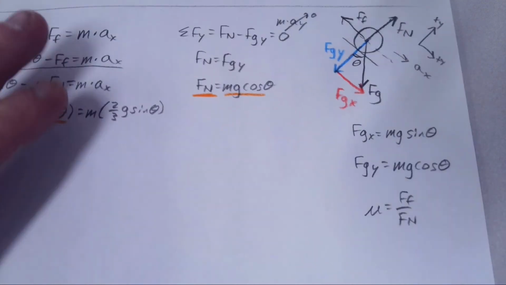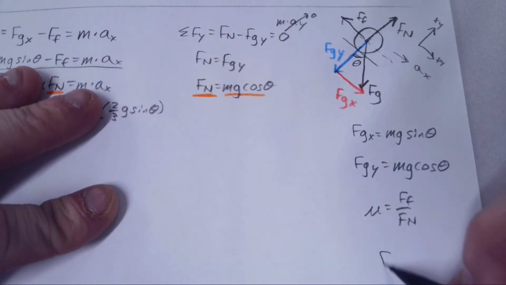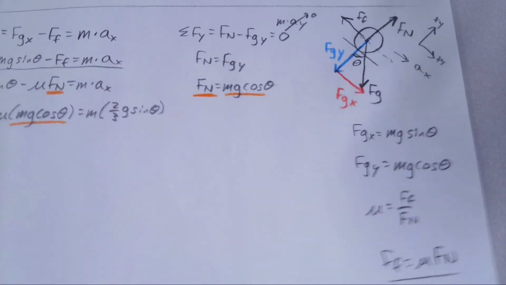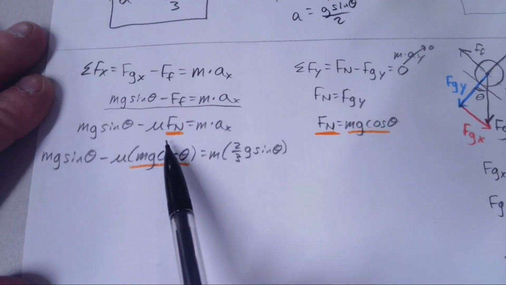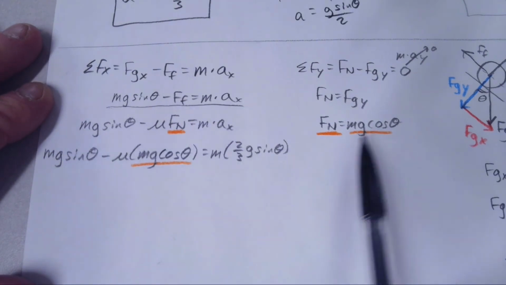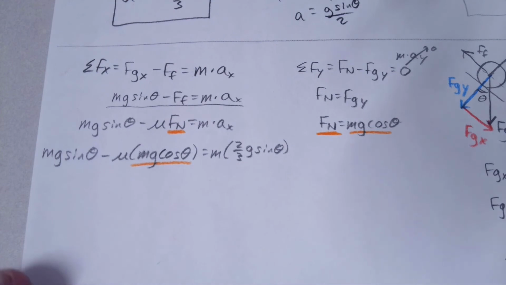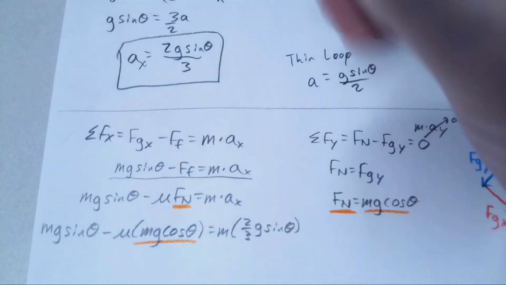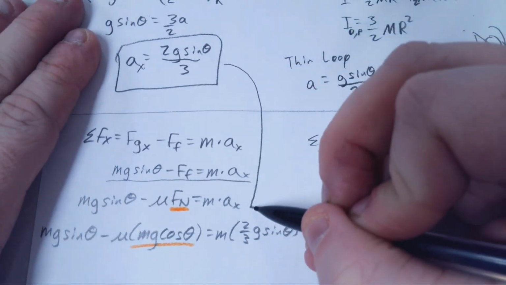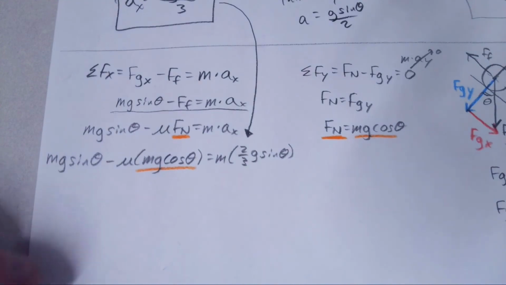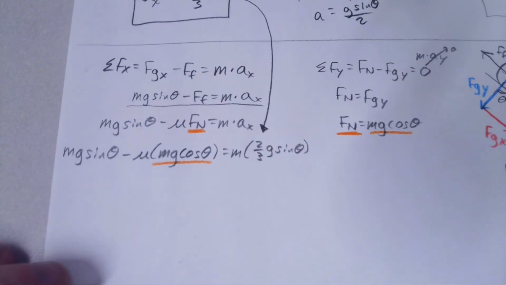Remembering that mu equals force of friction divided by normal force, that means force of friction equals mu times Fn, and that gets plugged in right there. So this normal force that we found over here gets substituted in, and the ax that we found up here goes right there. We're done with the y-axis. It's all about simplifying up to this point here.